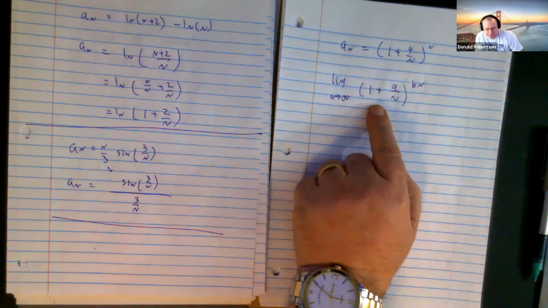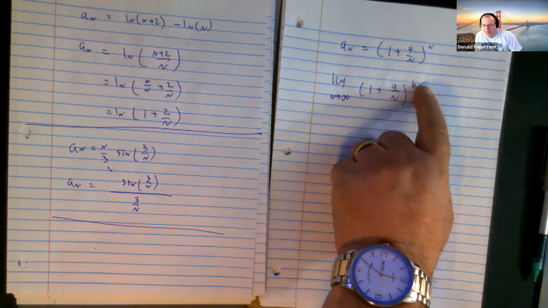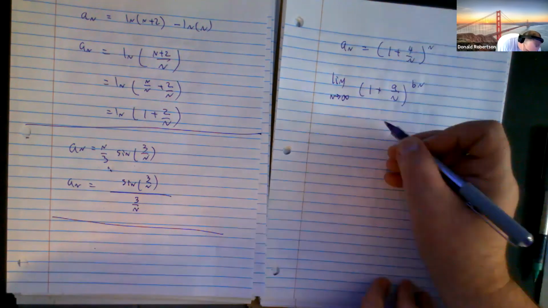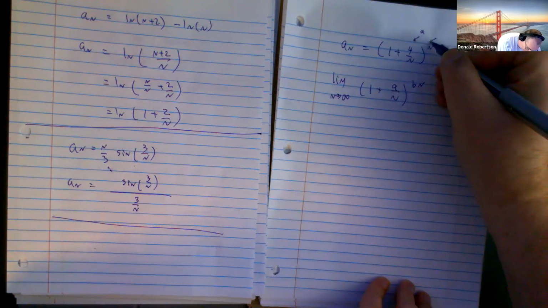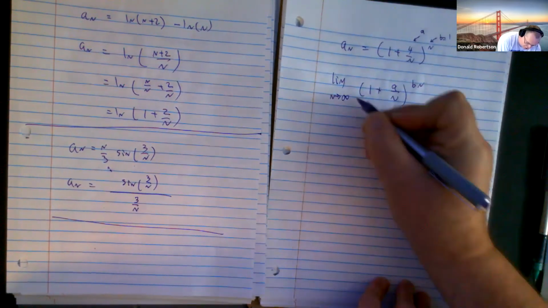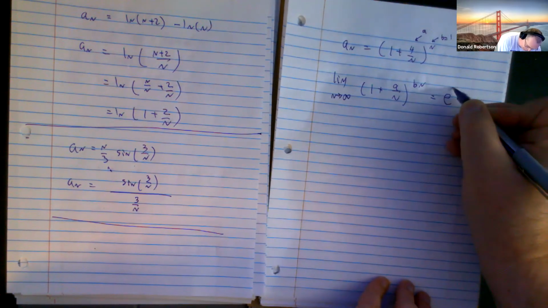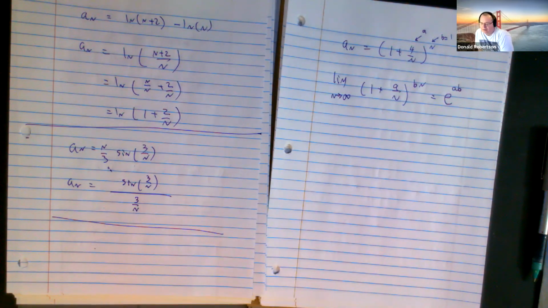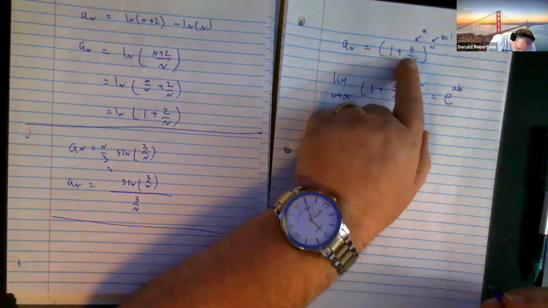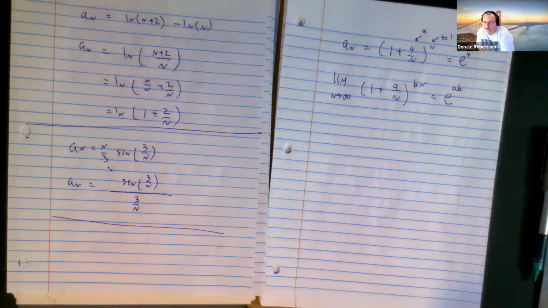So if you ever get a sequence that looks like this, 1 plus a number over n, raised to a multiple of n, right? So in this case, a was 4, technically b is 1. This thing has the limit e to the power of ab. And I'm telling you that's what it is. So what would this one be? Well, wouldn't it be 4 times 1? Wouldn't this one be e to the power of 4?